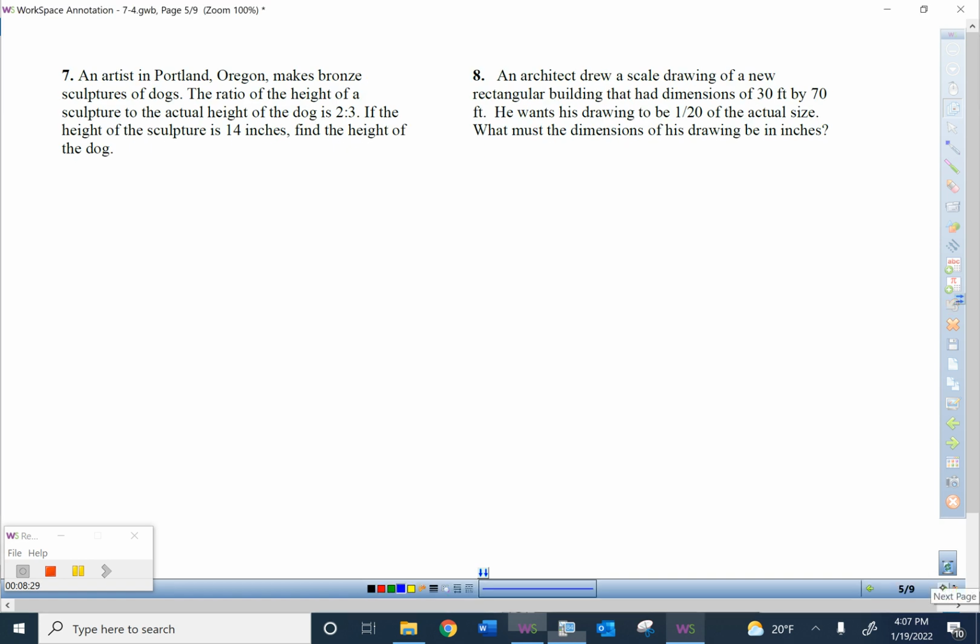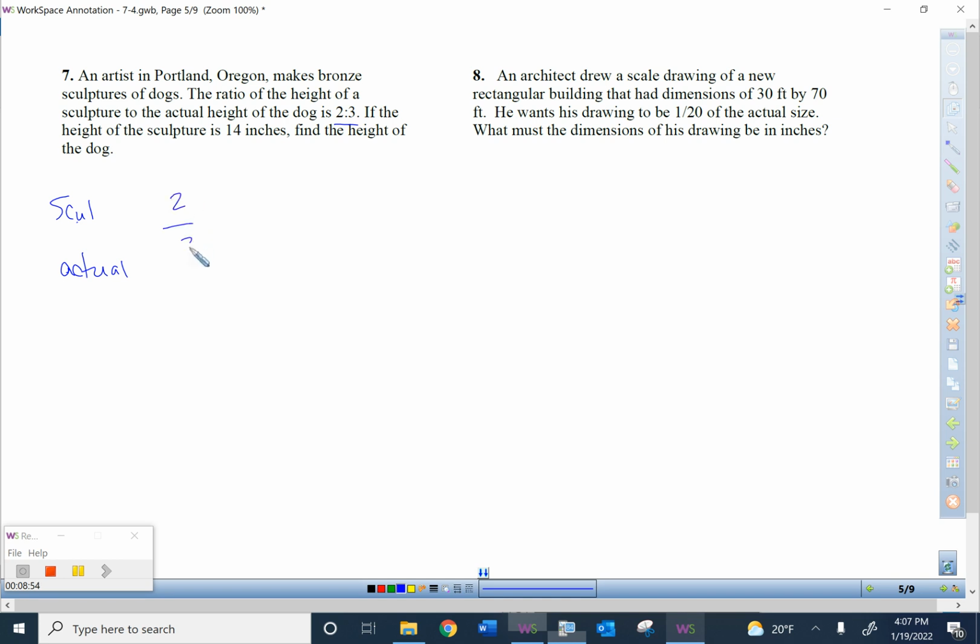A couple more problems dealing with scale drawings, but going back to different types of questions. Okay, this one, it says an artist in Portland makes a bronze sculpture of dogs, and the ratio of the height of a sculpture to the actual height is 2 to 3. So they give us a ratio, and it gives sculpture to actual. Okay, so our sculpture is our model. It's the same pattern as before.